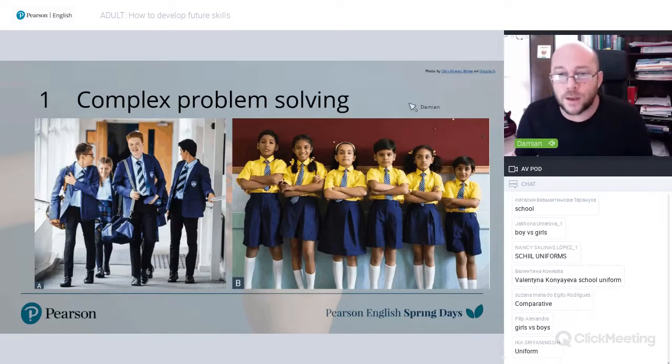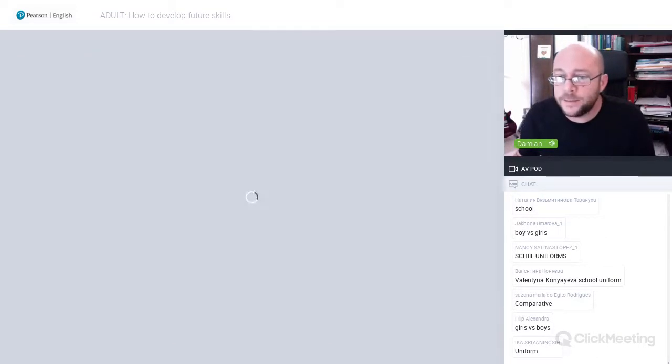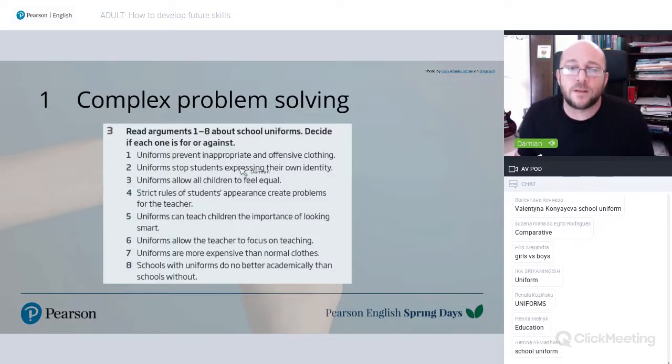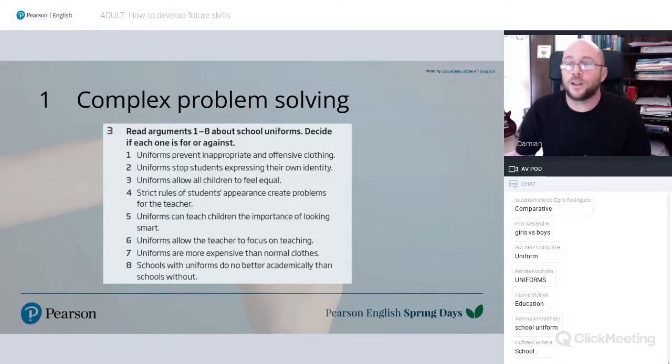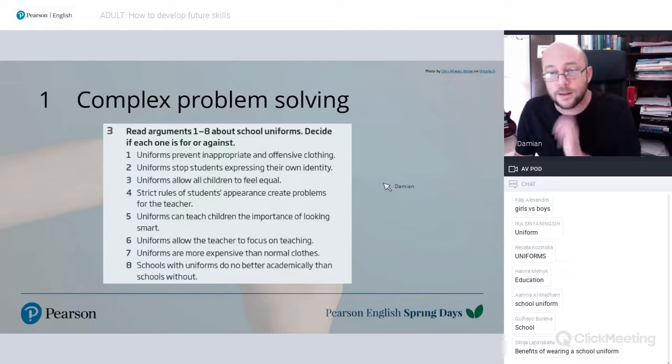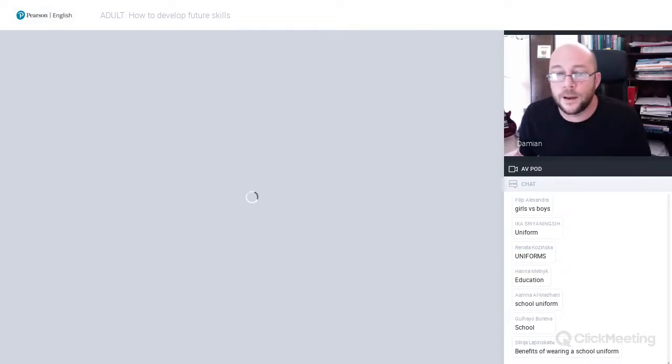So they start with some introduction, and then we give them some examples of arguments for and against. They read and decide if it's for or against. So here they're trying to look at the issue from different vantage points. They then decide if they agree or disagree with each one.